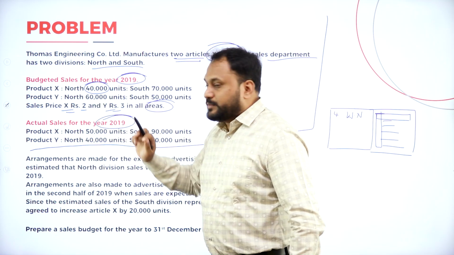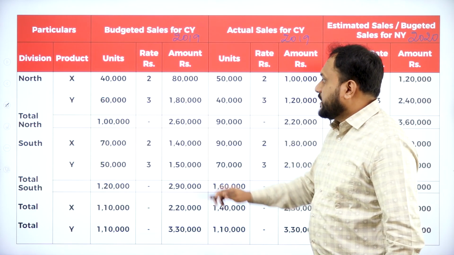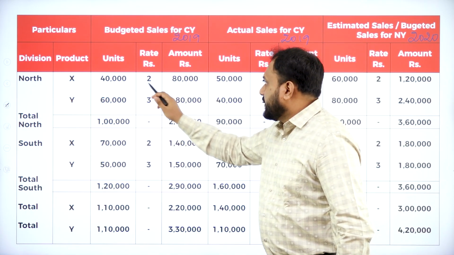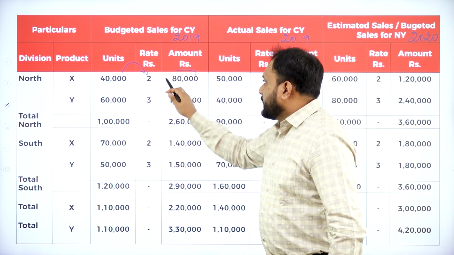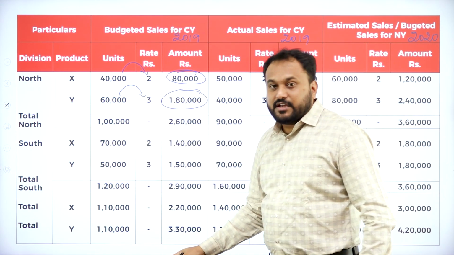40,000 into 2 rupees. 60,000 into 3 rupees. So here see, 40 into 2, 60 into 3. Multiply it, you get 80. Multiply it, you get the same way here you should do.